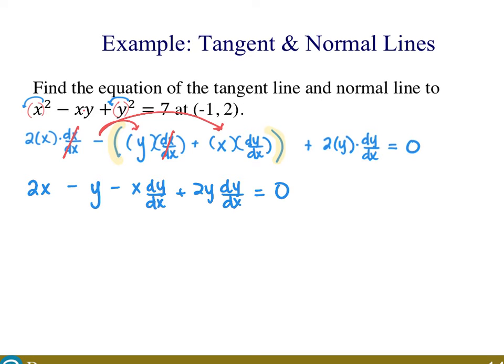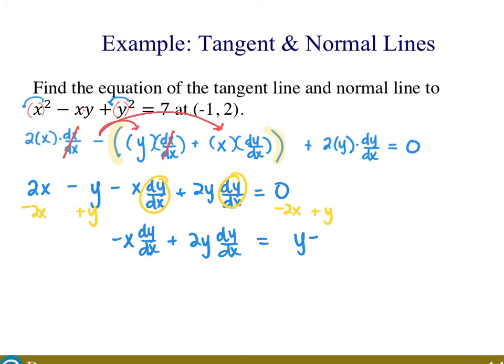So we have 2 dy dx terms left, and so we want to subtract 2x from both sides, and we want to add y to both sides. So that will give me negative x times dy dx plus 2y times dy dx. On the other side, I'm going to write y first because it's positive, and then minus 2x. So now as a GCF, I can take out dy dx because it's in common to both of those. And we're going to get negative x plus 2y.